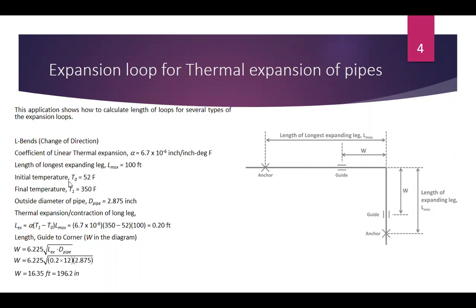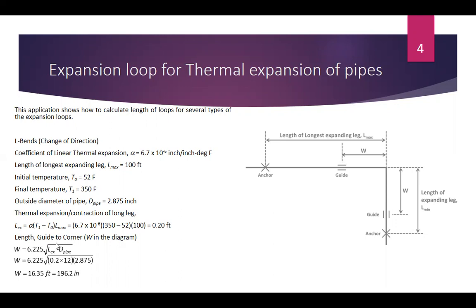So initial temperature, T0 is equal to 52 Fahrenheit. So, install. Pagka-install mo, yan ang temperature na. Pag ang temperature is T1 350 Fahrenheit, kung may pumasok ng steam. Yan. So, outside diameter of pipe is 2.875 inch. Thermal expansion contraction of long leg, ito, so dalawa siya, di ba? Is the length guide to corner, W in the diagram. L expansion is alpha times T1 minus T0 times L maximum is 6.7 times 10 to the negative 6 times 352 minus 52 times 100 is equal to 0.2 feet. So yan ang expansion niya.